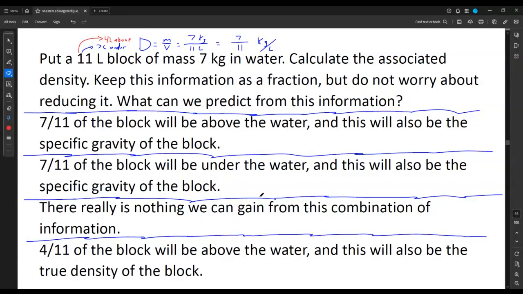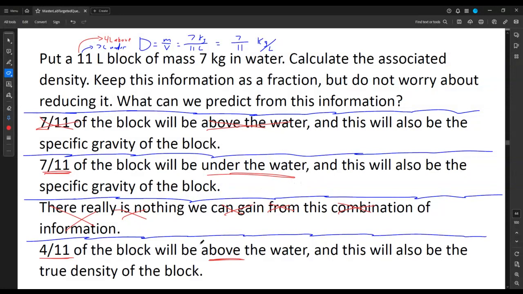So from reading these questions, we can narrow down. Technically, I guess we'll start from the bottom. This one's true. 4 liters, 4/11ths of the block rather, will be above the surface of the water. That is true. There's actually a lot we can gain from this, so we can eliminate this choice now. 7/11ths of the block will be underwater. That is true. Then this one's wrong because it's not 7/11ths that would be above the water.